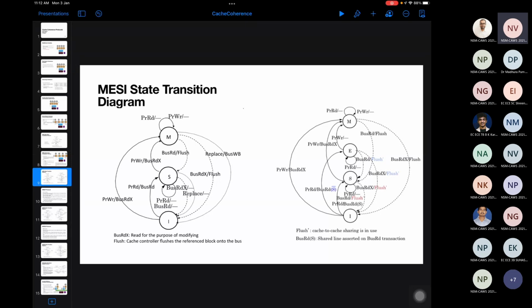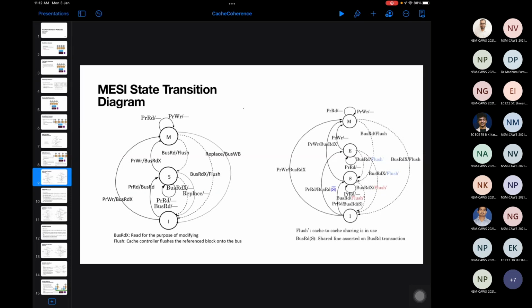When some other core has the same data. So let us say core 1 has the data in an E state, and now core 2 wants to read the data. When core 2 sends a bus read signal, core 1 sees that bus read signal. The moment there is a bus read signal on the bus, core 1's data is moved from E to S, and it can place the data on the bus so that core 2 can get it. That is what is actually flush we mentioned here, which is a cache to cache transfer.